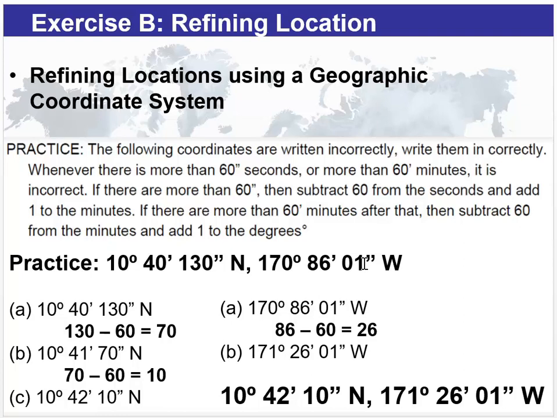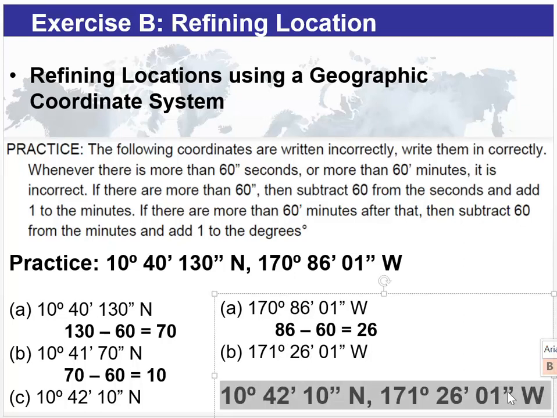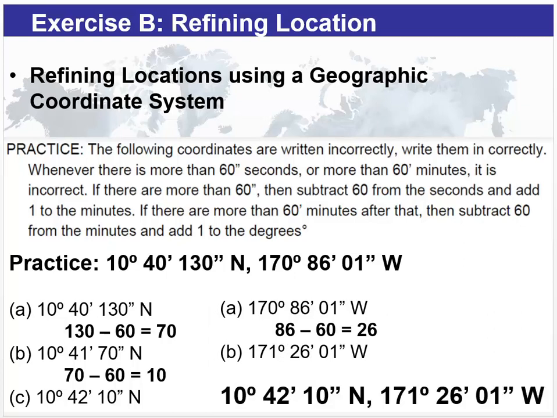Same thing, we have an issue over here. 1 second, that's perfect. We don't have to adjust that. But 86, that is an issue for us. So what do we do? We have to subtract 60 minutes from our minute. That is going to leave us with 26 additional minutes. But what do we do with that minute? That is, in essence, that hour. 60 minutes is an hour. And we're going to add that number to the front here to the degrees. So ultimately, it is going to be 171 degrees, 26 minutes, and 1 second west. So the correct answer is going to be this one down here that is highlighted after we have refined these locations.